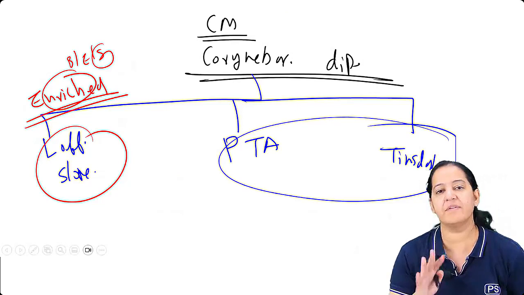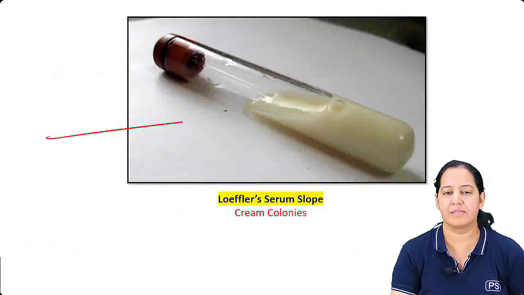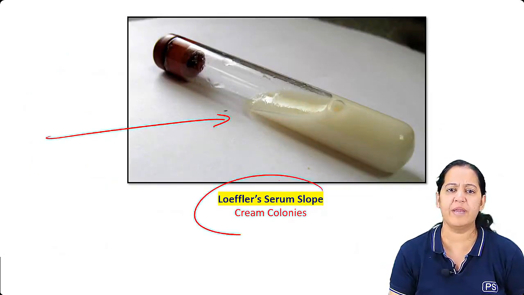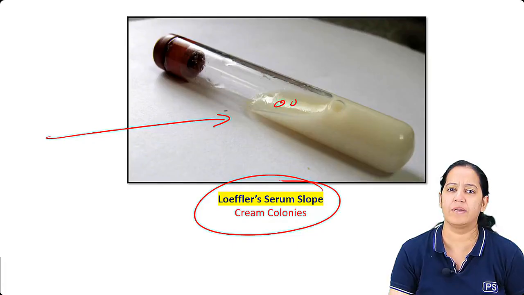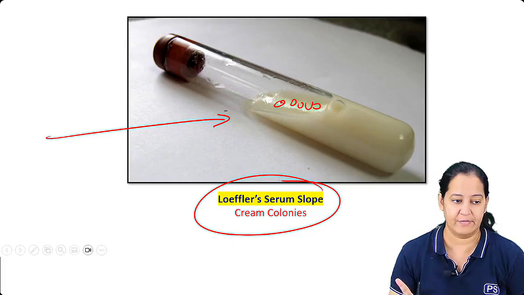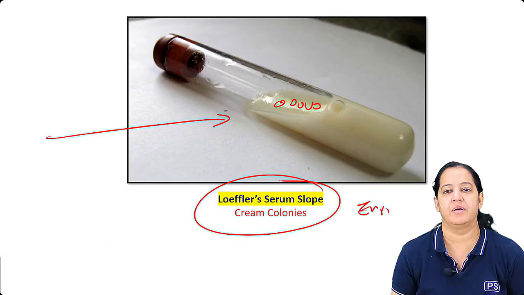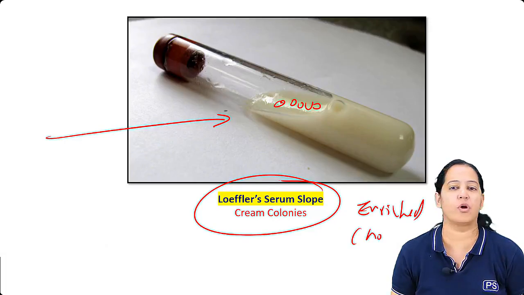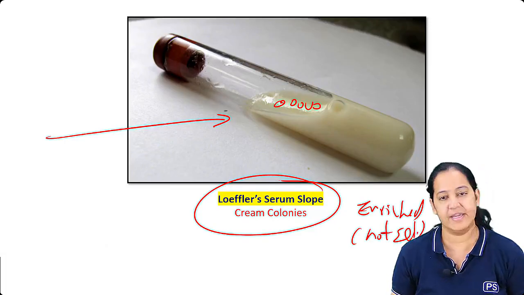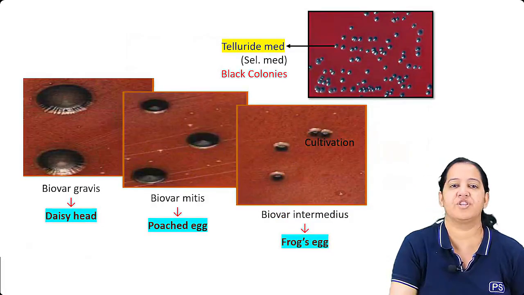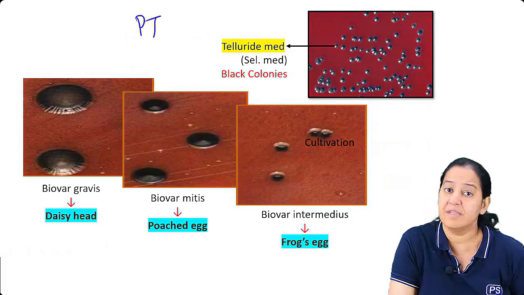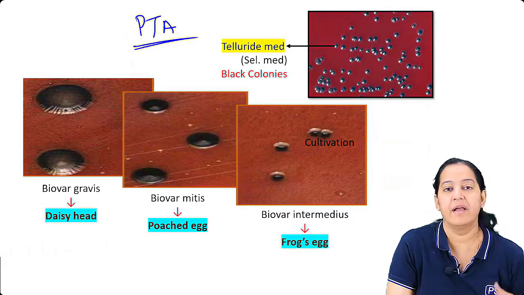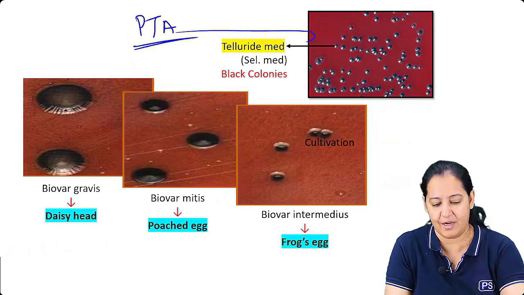One by one we will see all. So the first is the Loeffler's slope. On the Loeffler's slope, cream colonies are formed. Can you see the cream color colonies? But it's non-selective. If you wish, यहाँ पे लिख लो enriched media, bracket में लिख लो not selective. ये selective नहीं है. It's enriched. है ना? Now this is potassium telluride agar. This is selective. On potassium telluride agar, black color colonies are formed.